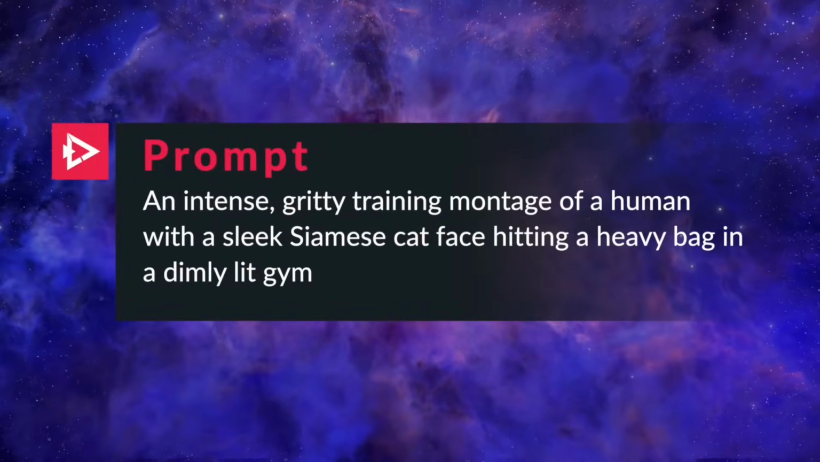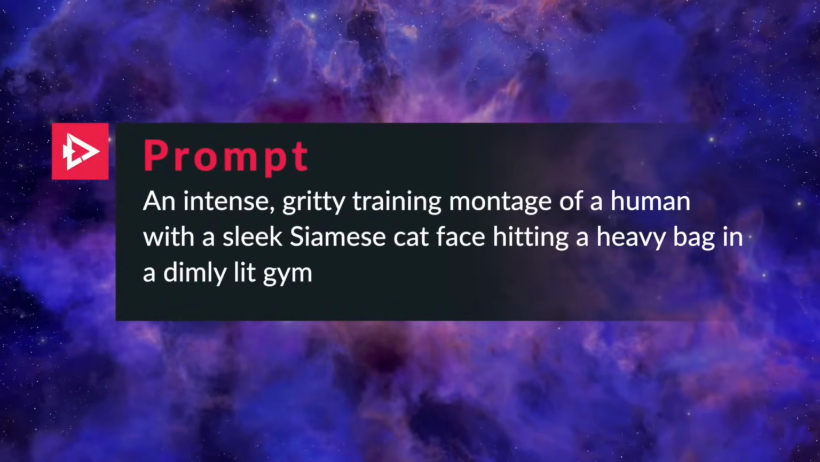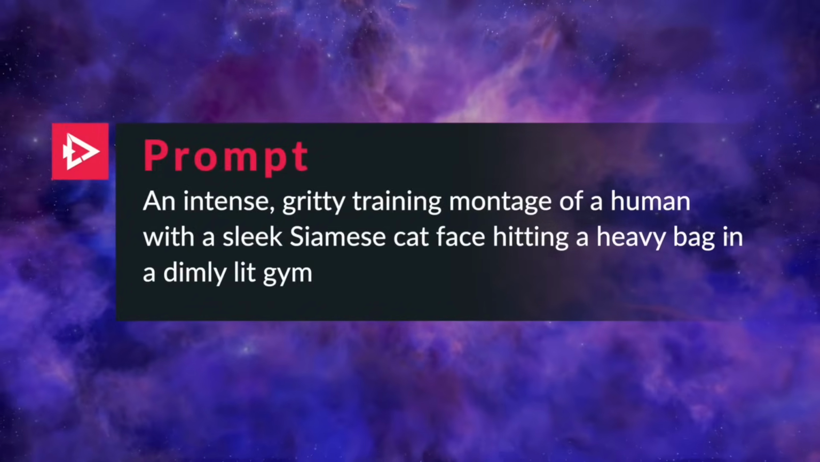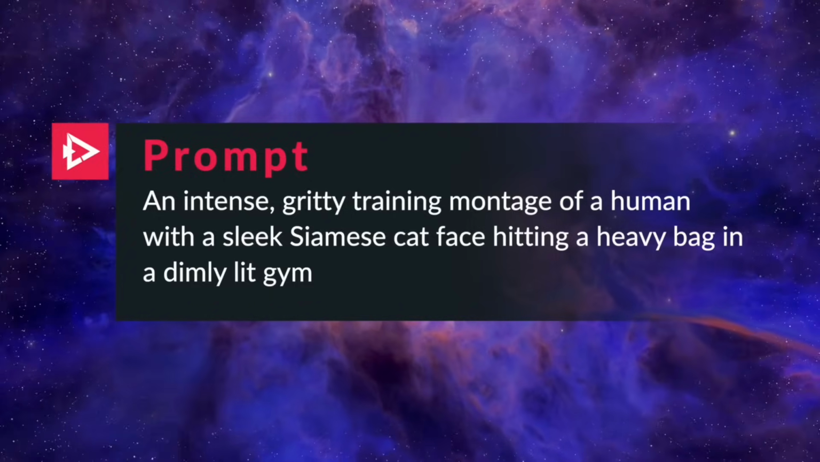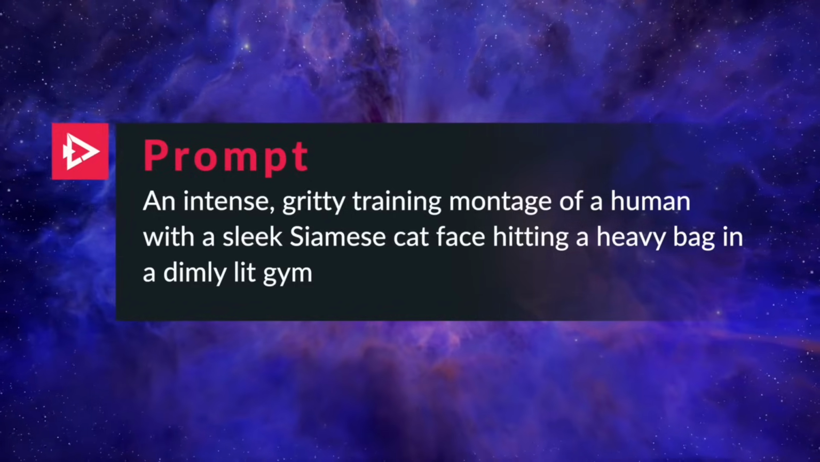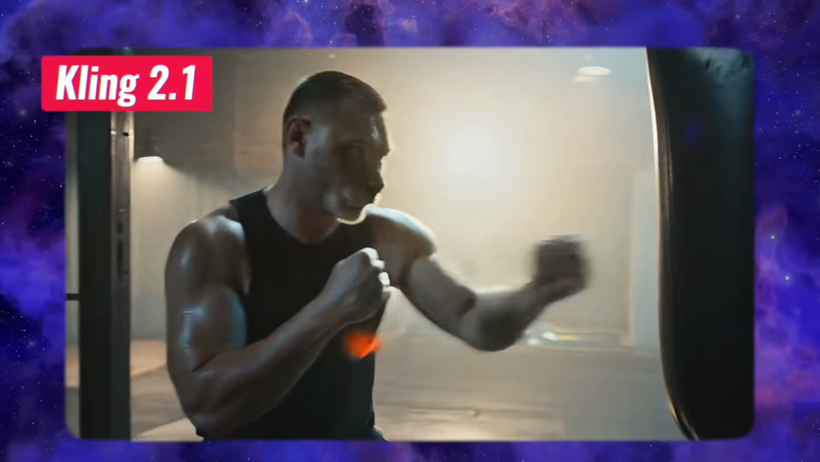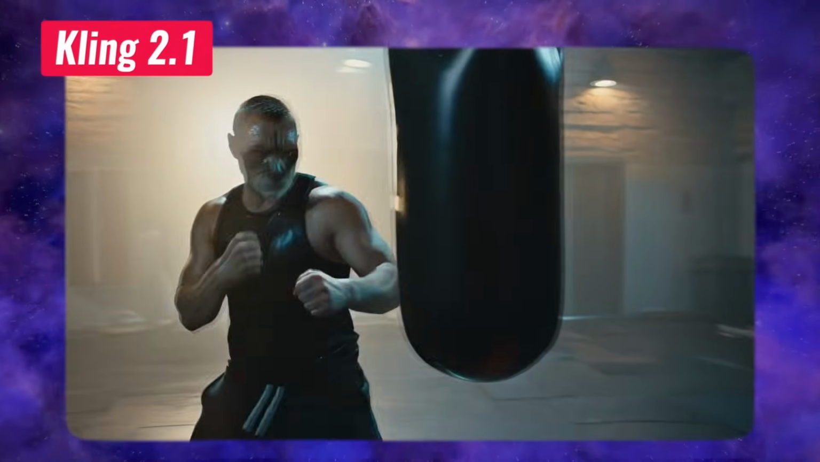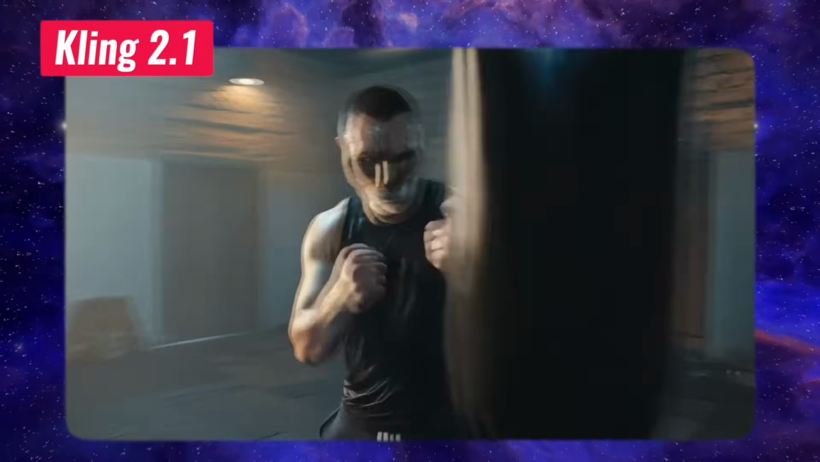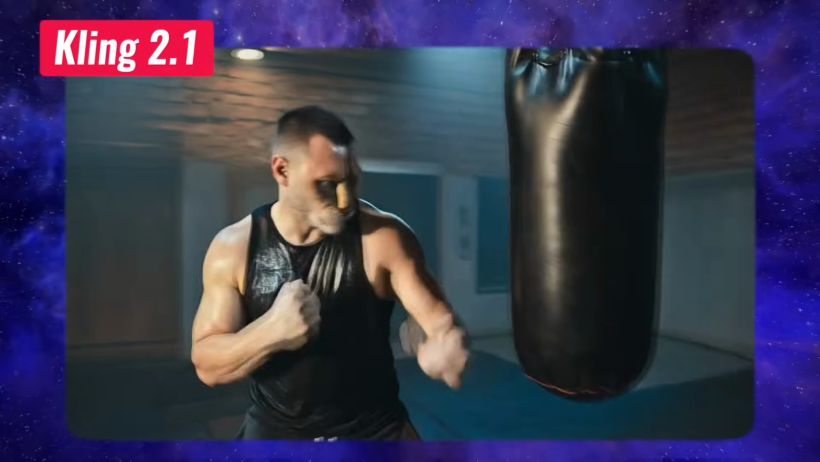And for our next prompt, we've got a really weird one. An intense, gritty training montage of a human with a Siamese cat face hitting a heavy bag in a dimly lit gym. So here's Kling's take. It gives us this hyper-realistic scene, but the face is only vaguely cat-like. It's more human with slight cat features.